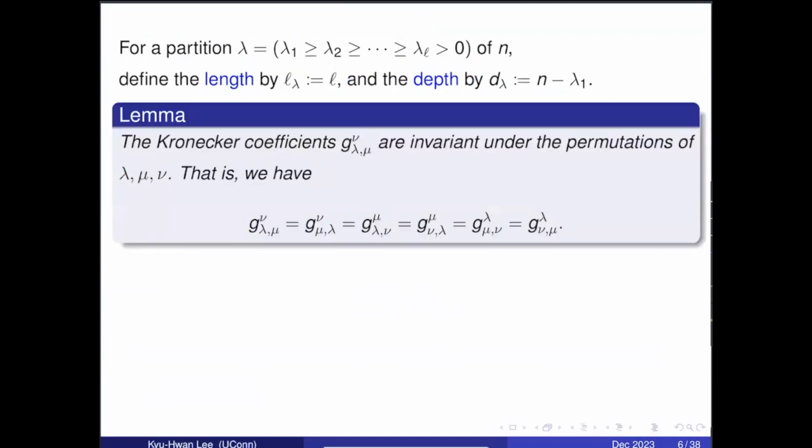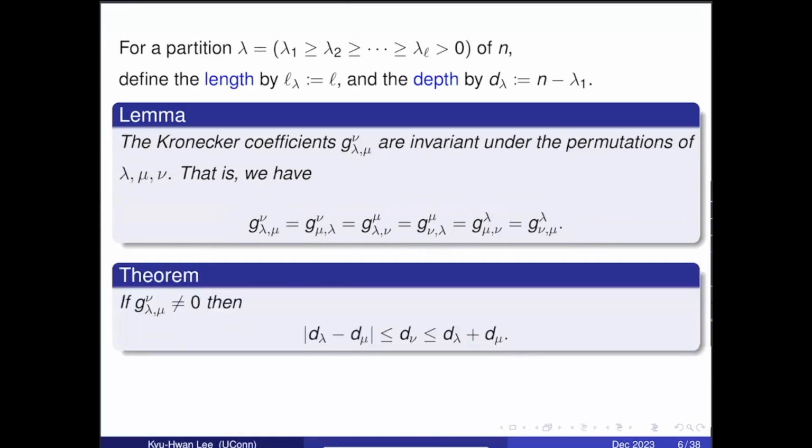Then the first known fact about these Kronecker coefficients is that g_{λμν} is invariant under the permutations of λ, μ, ν. So once we have this one coefficient, the permutations of the partitions give the same Kronecker coefficients. So this is an elementary thing.